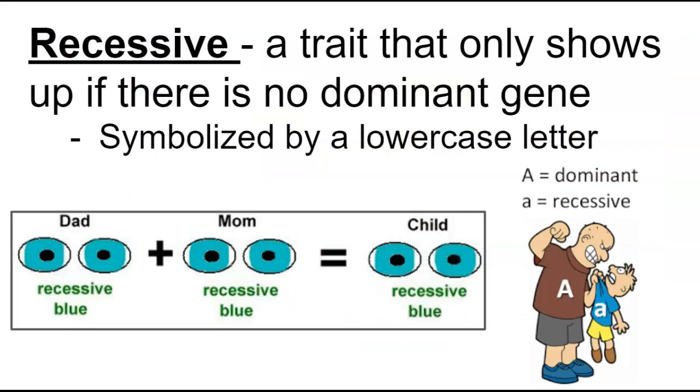Write this down. A recessive trait is a trait that only shows up if there is no dominant gene. So this is symbolized by a lowercase letter. The trait's only going to show up if we don't have a big dominant gene overpowering it.